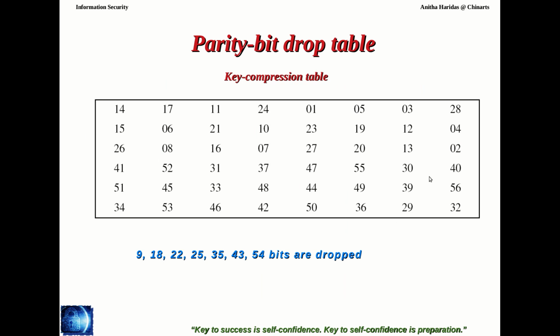This table just shows how the 56 bits are to be shuffled, and it will be dropping some bits also, right? So these bits are not represented here. That means the 9th, 18th, 22nd, all these bits are dropped from the 56 bits.